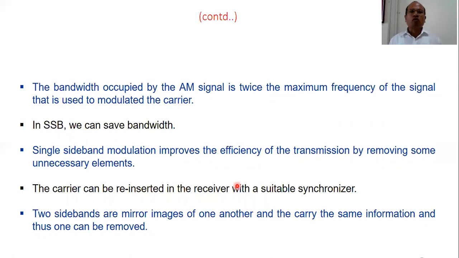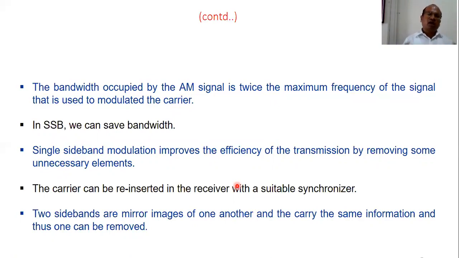So the bandwidth occupied by AM signal is twice the maximum frequency of the signal that is used to modulate the carrier. All right. If there is a maximum signal frequency, say 0 Hertz to FM Hertz, what will be the bandwidth? FM minus 0, which will give you FM Hertz. So what is the bandwidth? Twice the bandwidth of the message signal.